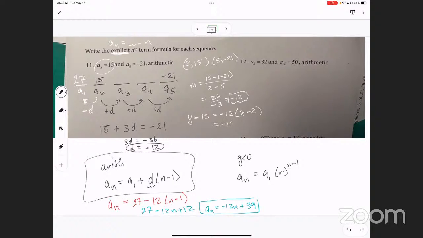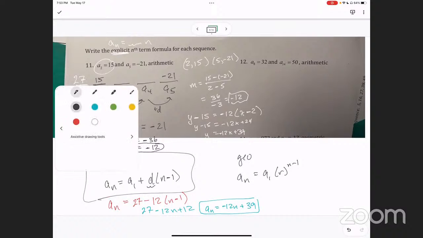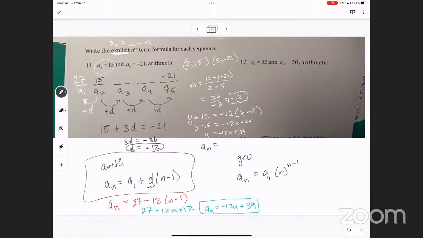So negative 12x plus 24, y minus 15. So y, which is a sub n, right? y equals negative 12x plus 39. You could have done it like that. So your answer is a sub n equals negative 12n plus 39. Which is that same equation. So either way is possible, because an arithmetic formula is basically just a line. It's just a line, because it's got a common difference, which is its slope.